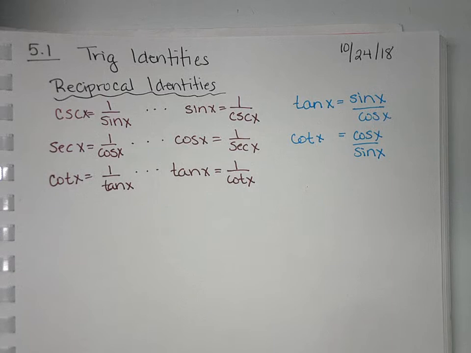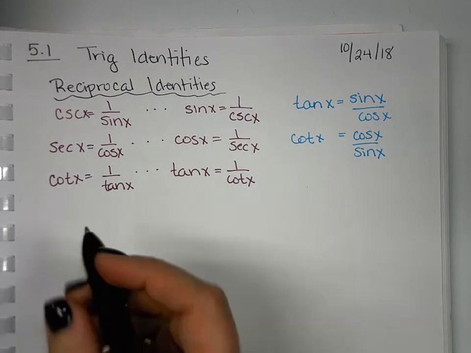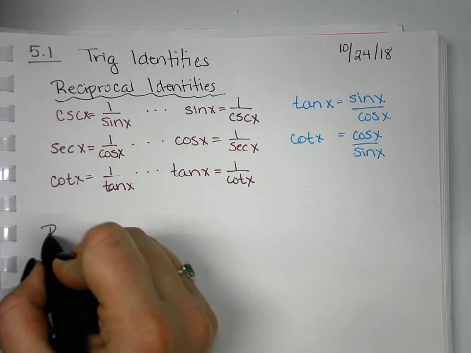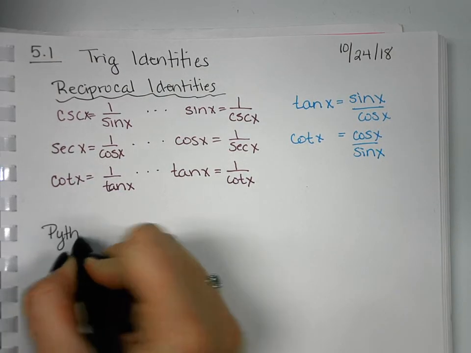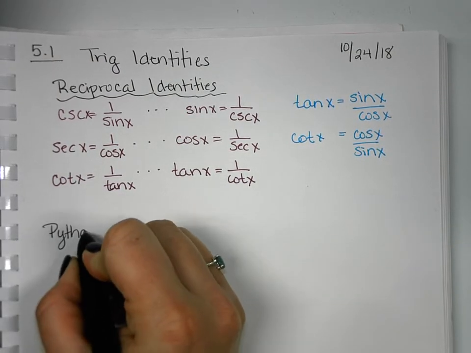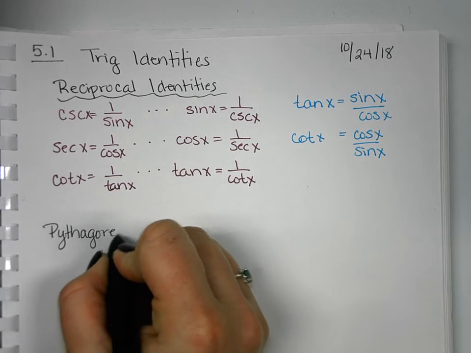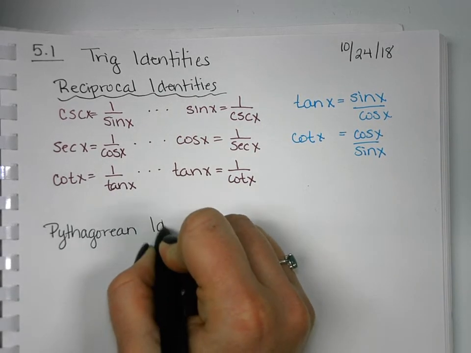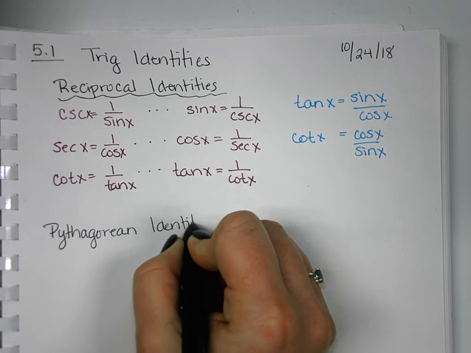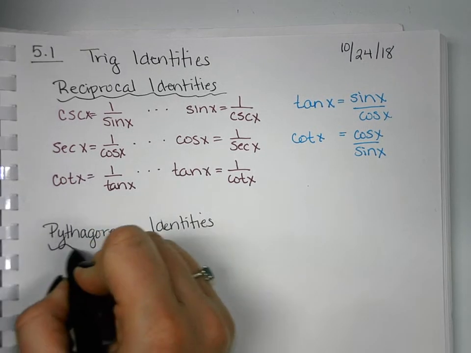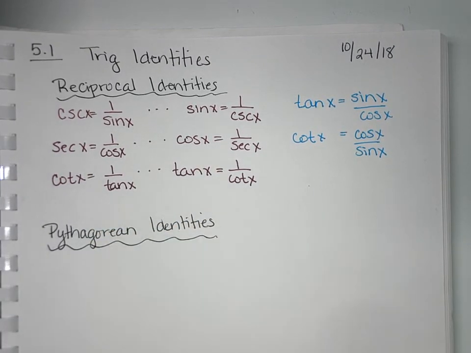Okay, the other ones, and I can't remember if you learned these in Math 3 or not. I think you did, but if not, that's okay. And that is our Pythagorean identities. So we have 3 Pythagorean identities.